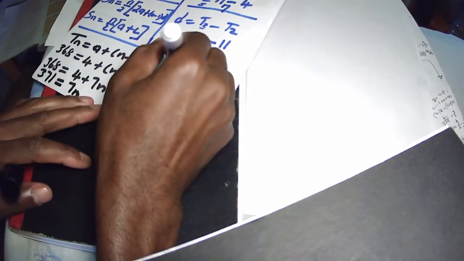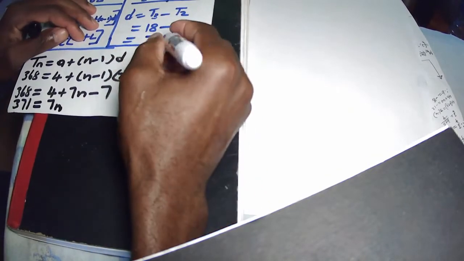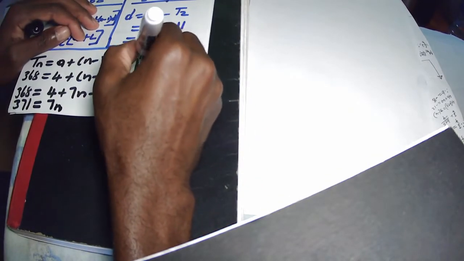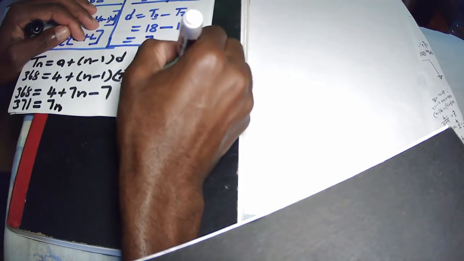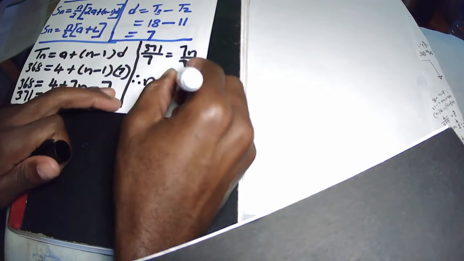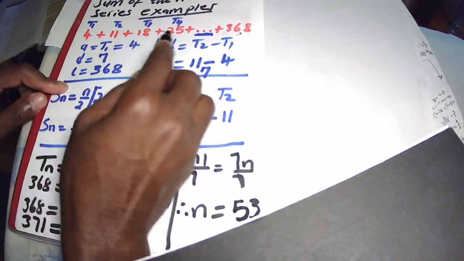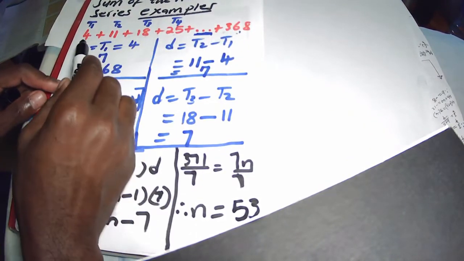We have to divide both sides by 7. 371 divided by 7 is equal to 7n divided by 7. Therefore n is 371 divided by 7, which is 53. So all these terms, they are 53.